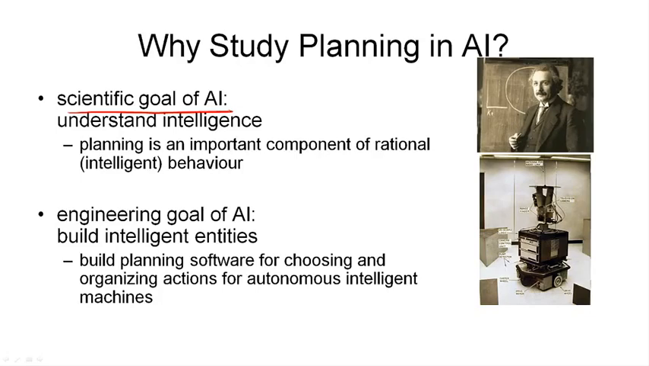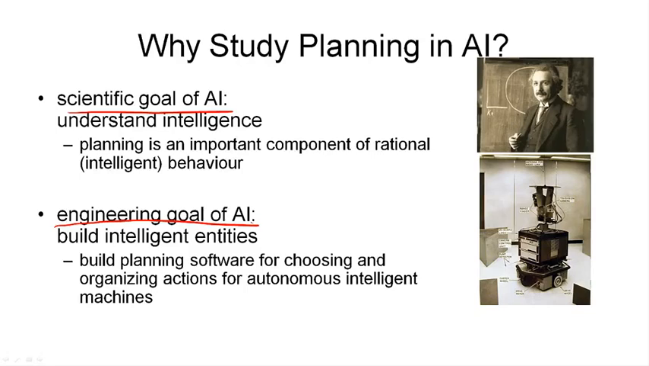So if we observe some intelligent behavior, we assume that there is an underlying plan. And we assume that this plan is the result of some planning. So to understand intelligence, we need to understand planning, which is part of intelligence. In that sense, understanding planning directly contributes to the scientific goal of AI. The other goal of AI is the engineering goal, which is to build intelligent entities. That is, we want to build robots or other entities that exhibit intelligent behavior. And if this is to be intelligent to us, this needs to involve actions that are carefully chosen and organized, as we do in planning.